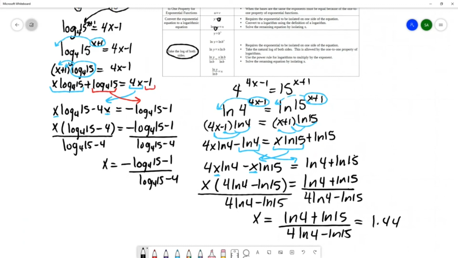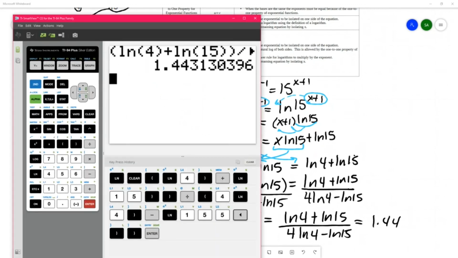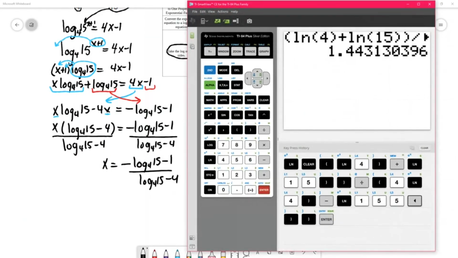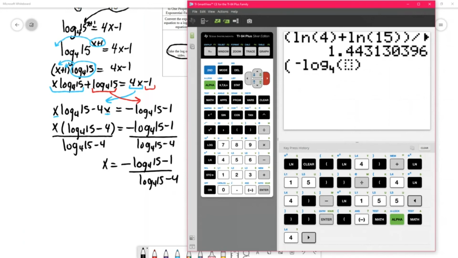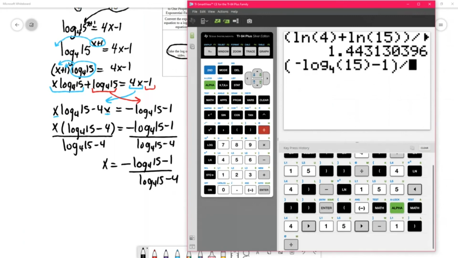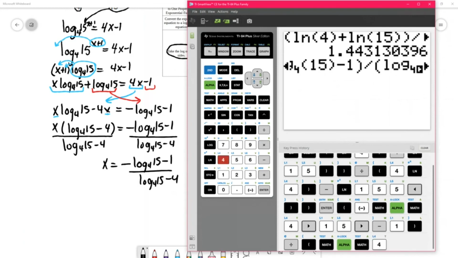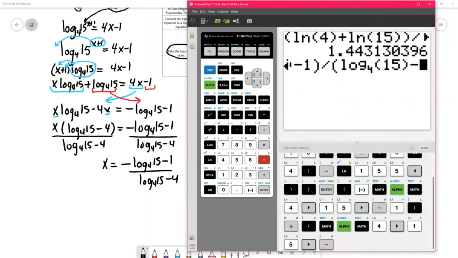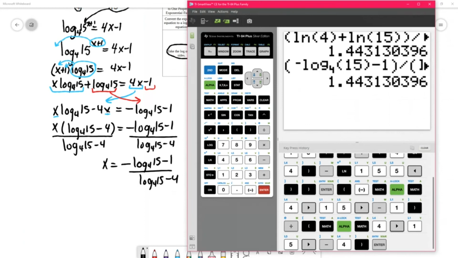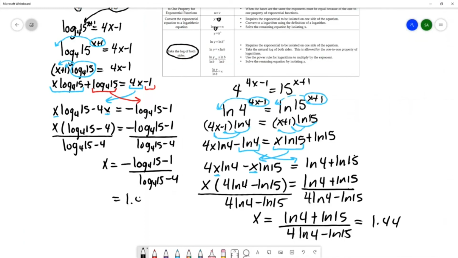Now let's try the other one. We need parentheses around the numerator again. Negative log base 4 of 15 minus 1, close parentheses, divide. We need parentheses for the denominator. We're going to do log base 4 of 15, and we want a minus 4, and we'll close parentheses for the denominator. And you can see we get the same answer with both methods, 1.44.